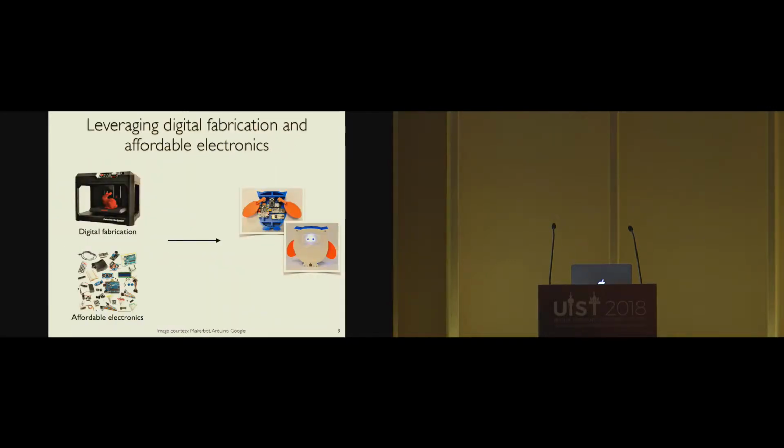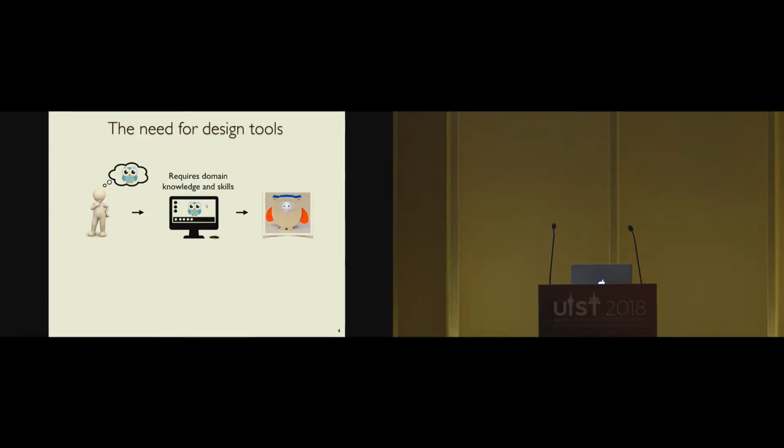With the availability of digital fabrication technologies such as 3D printing and laser cutting, and affordable electronics such as Arduino, Raspberry Pi, etc., people now have the means to build their own personalized smart devices. There is also a lot of 3D content available online for customization. However, while hardware and manufacturing technologies are becoming available, what is still missing are software design tools that can enable people to define and design devices based on their needs and preferences.